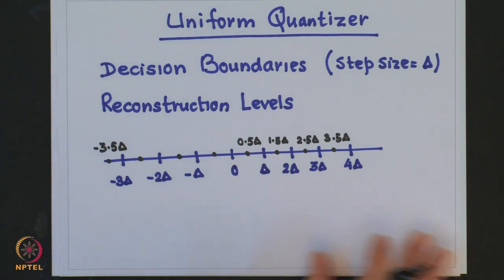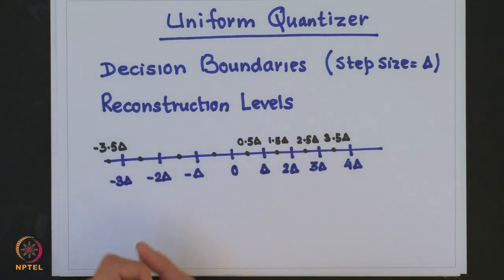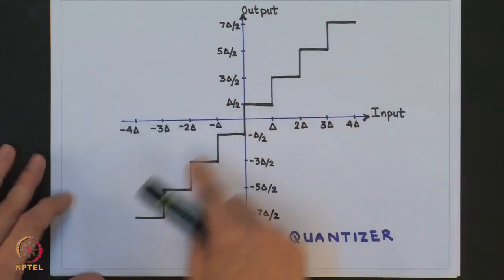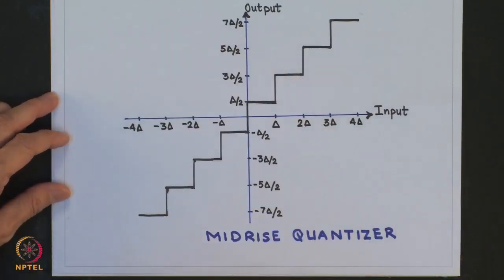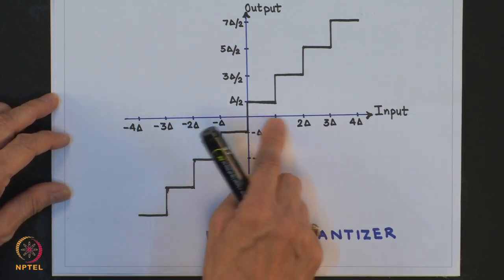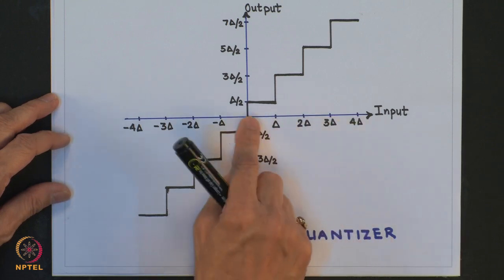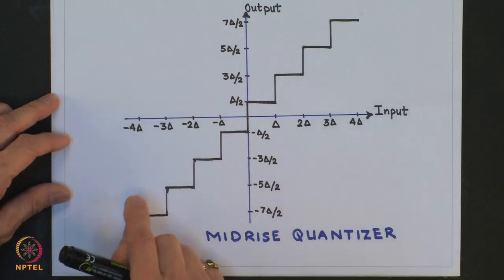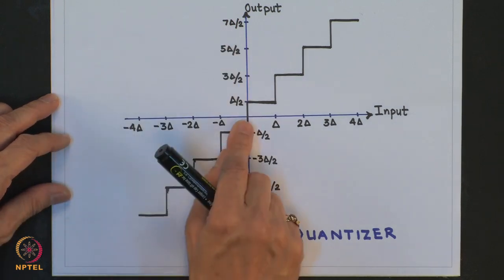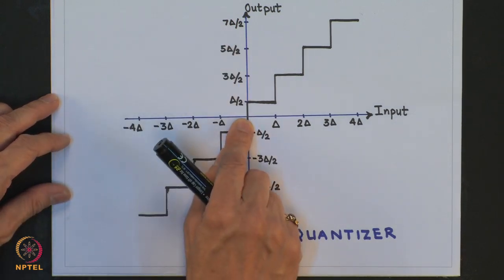Now, there are two types of uniform quantizers, and this one is known as the Midrise quantizer. The quantizer input output mapping is shown in this figure. You see that these are the intervals and the outputs are the midpoints of these intervals, which are equally spaced. But here 0 is not one of the reconstruction levels.